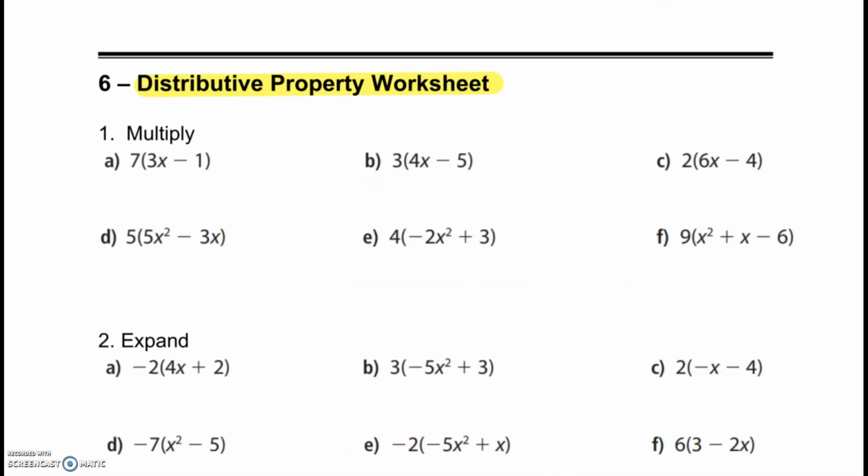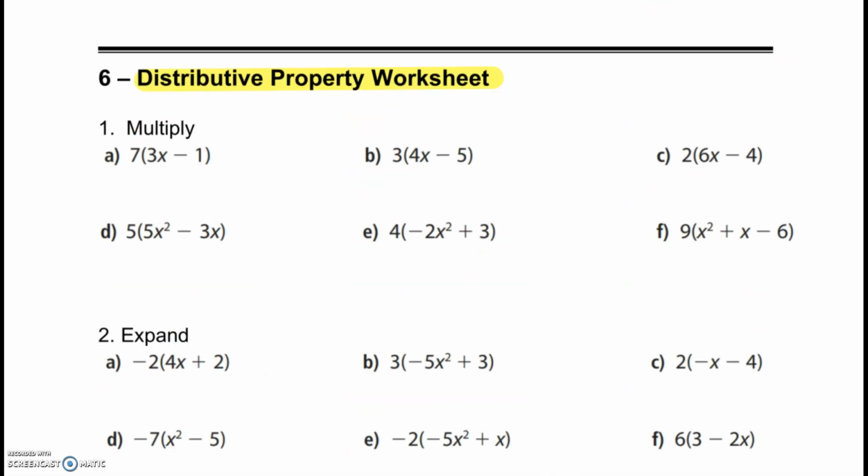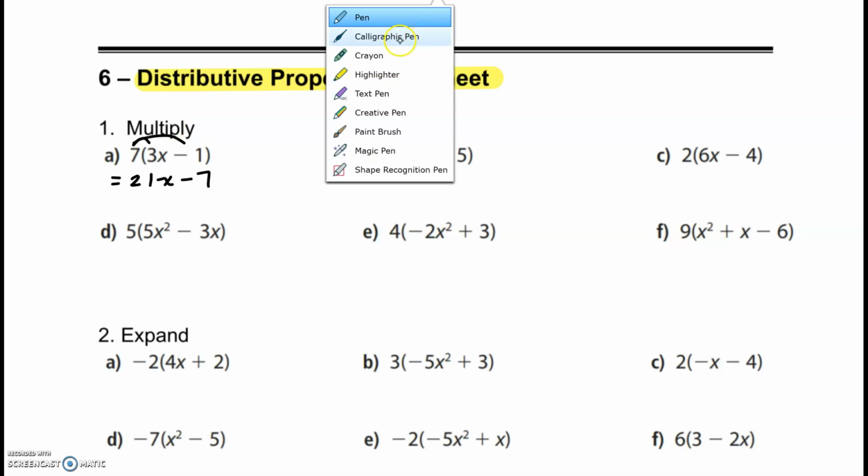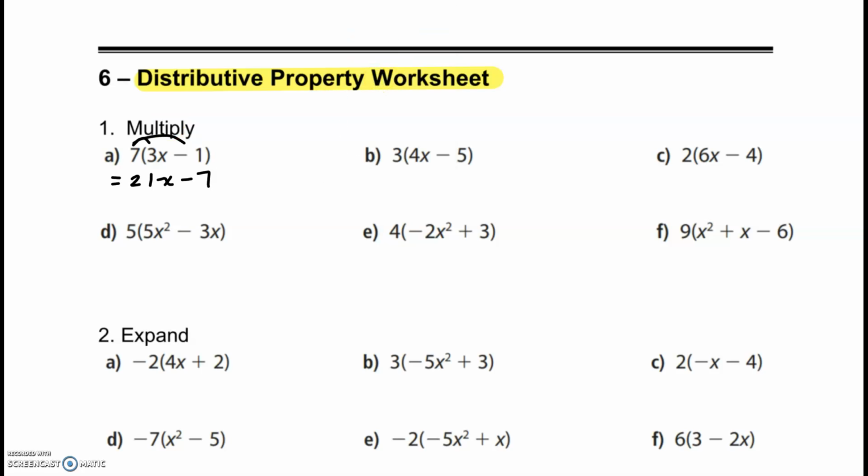Okay, so why don't you try the first one right now? Pause the video, give it a shot, and let's see if we have the same answer when you come back. So 7 times 3 is 21x, and 7 times negative 1, a positive and a negative is a negative, and 7 times 1 is 7. Don't forget this equal sign in front. Check your answer and make sure you have that equal sign.